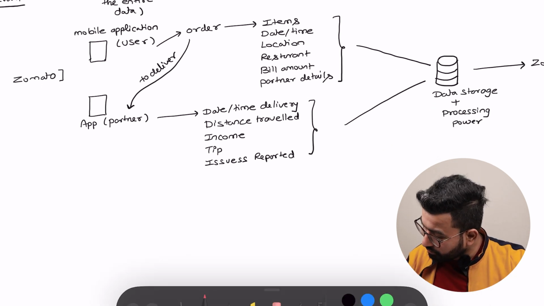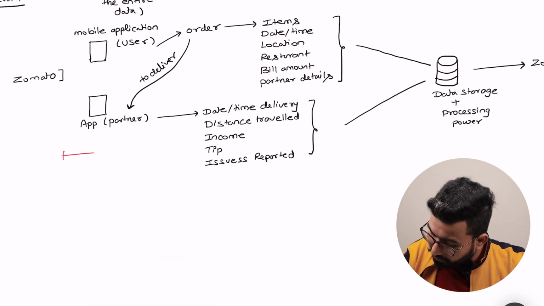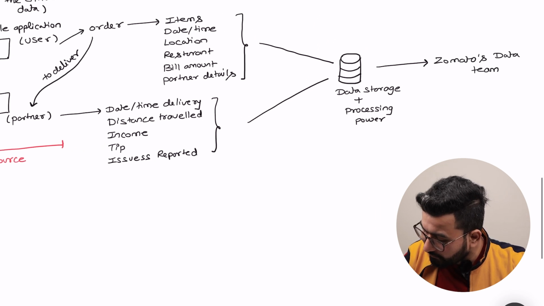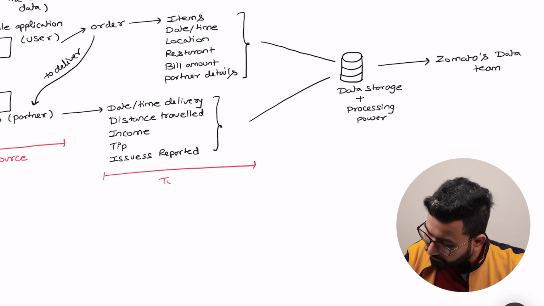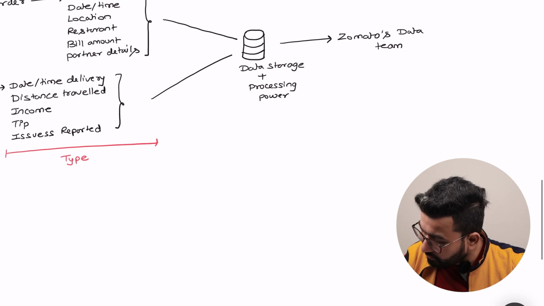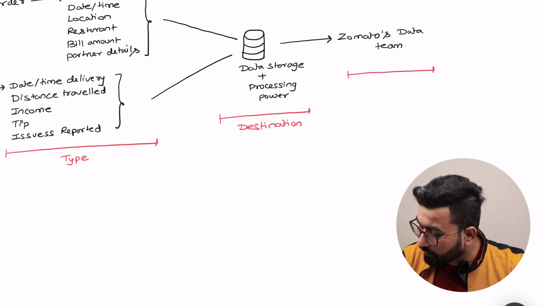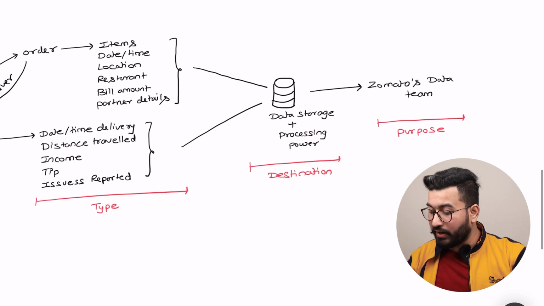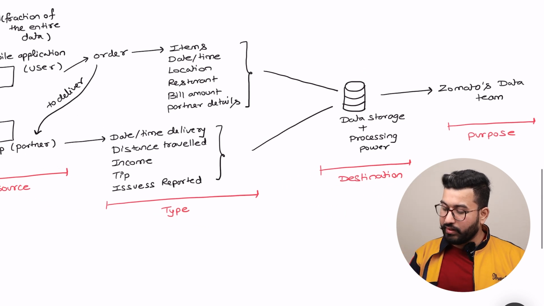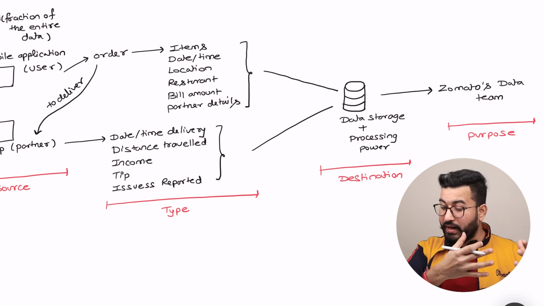There is a source. This is my source where the data is getting generated. This is the type of the data. This is the destination where my data is getting preserved. And this is the purpose of this data.